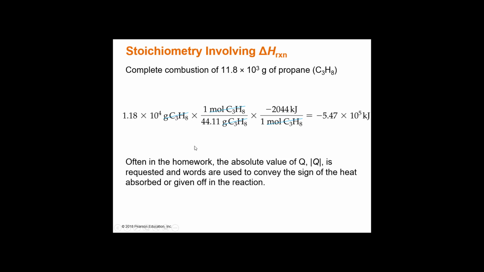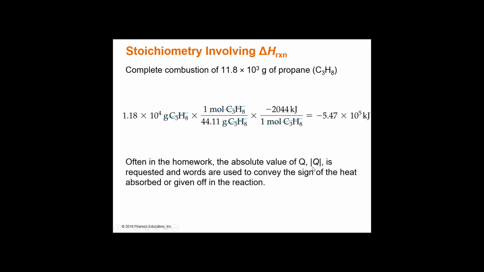Okay, so we set this up. We're given the amount of gas, and we need to determine how much heat can be produced from this. So in this case, we have our molar mass, and then we use the conversion of our enthalpy, the change in enthalpy versus whatever substance in that balanced reaction, which in this case is 1 mole of propane. And this produces negative 504.47 times 10 to the 5th kilojoules.